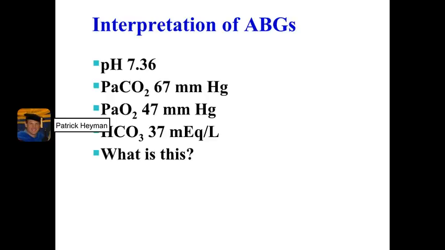So let's just do this one real quickly here. So here we have the pH is 7.36. That is within the normal range, but it's toward acidemia. So we can say that it's acidemia-ish. The PaCO2 is 67, which is high. High acid means that we have respiratory acidosis.